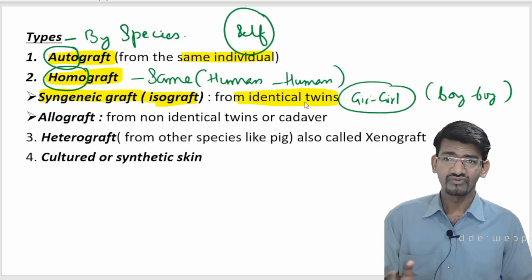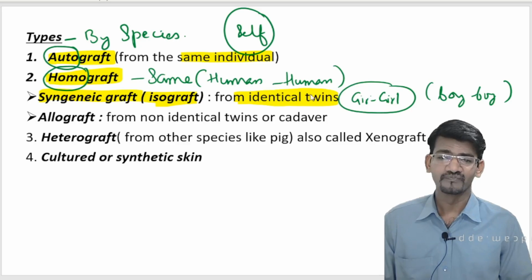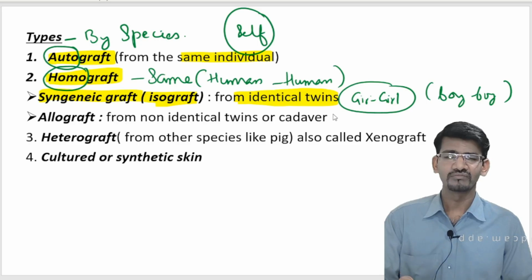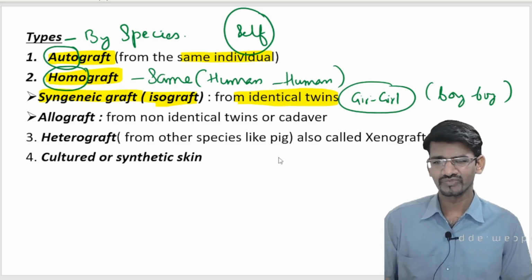a confusion related to this isograft. So here identical twin stands for the same, means if the patient is a male, then the brother, if female, then the sister, that is the twin. Twin sister or the twin brother. So that is what the syngenic.